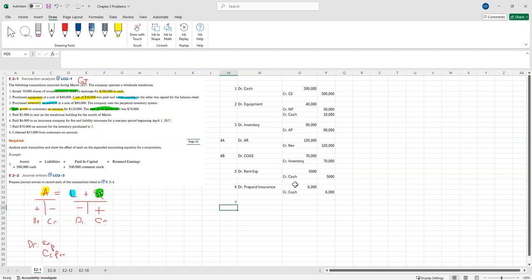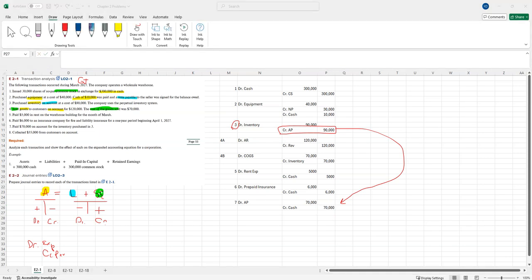They're telling us we paid $70,000 on account for inventory purchased in 3. So up here, we bought some inventory on account. Now we're saying, hey, we pay off some of that account. So we have to flip out that payable: debit accounts payable, credit cash. In this case, the amount they're telling us is $70,000.